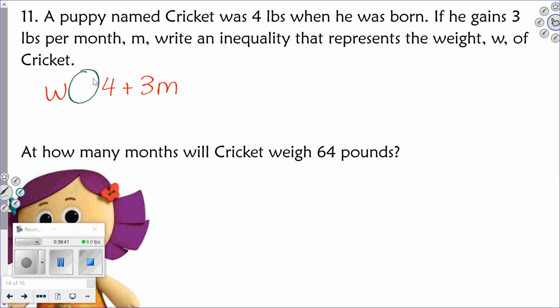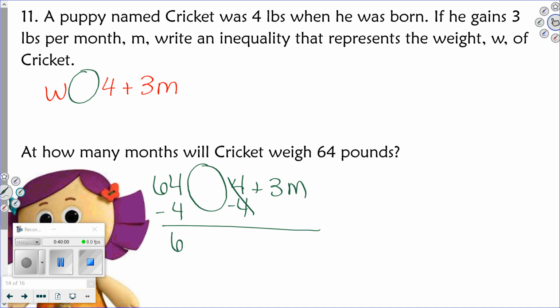So 64 pounds, where does that go? M or W? That's W. So 64, I don't know what the symbol is, 4 plus 3M. So if I'm solving, subtract 4. So 60, I don't know the symbol, 3M. Divide by 3.